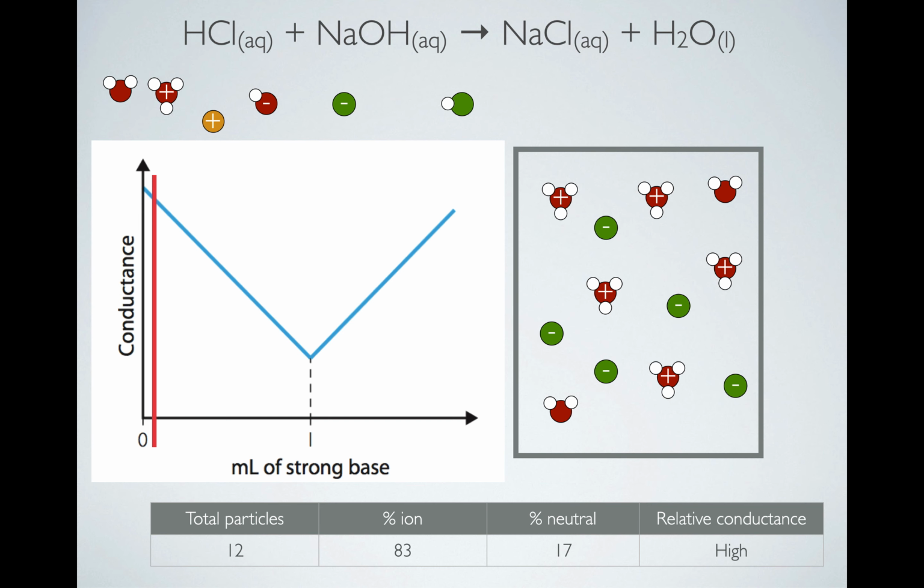As we've got 0 mL of strong base, we've only got our strong acid in there. We've got a large amount of ions. So in my model here that I've got on the right, I've got 12 particles, and out of those, 83% are ions, 17% is neutral. So I've said that the relative conductance is high.